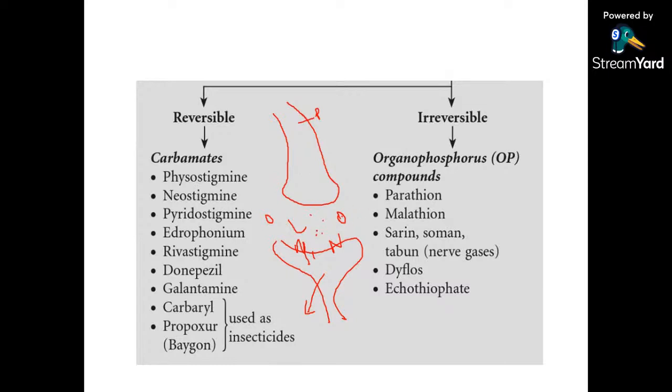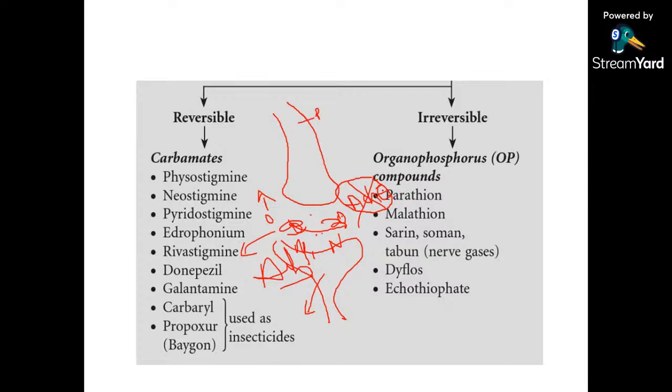When acetylcholine is released at the synapse, at the muscles or at the organs, here we have a very important enzyme called acetylcholinesterase, AChE. This acetylcholinesterase enzyme will degrade the released acetylcholine. So we have some drugs which will inhibit this enzyme. When the acetylcholinesterase enzyme is inhibited, the concentration of acetylcholine will increase and it will increase the actions of acetylcholine.